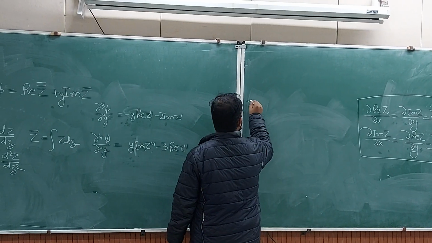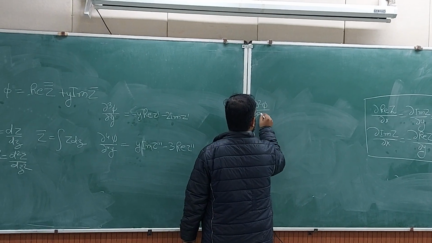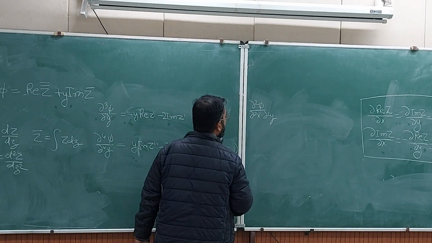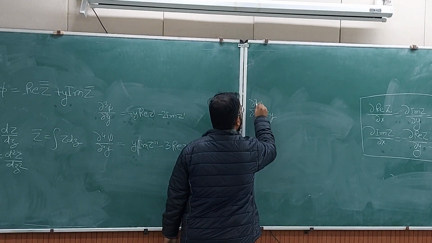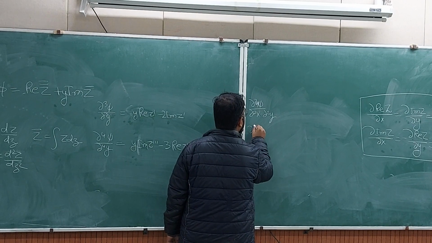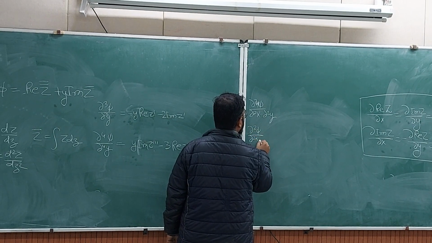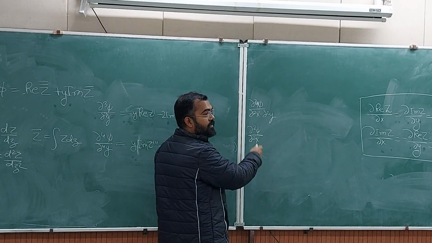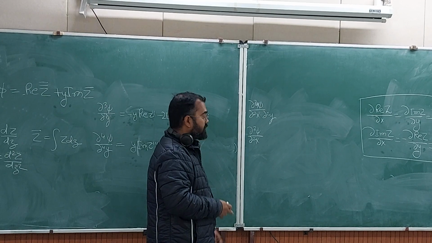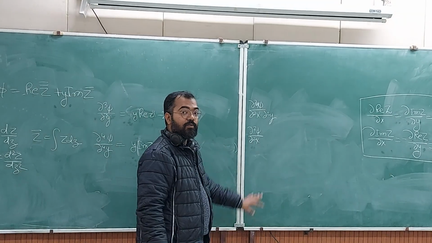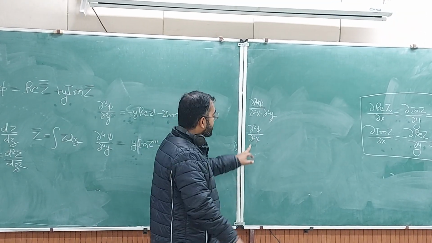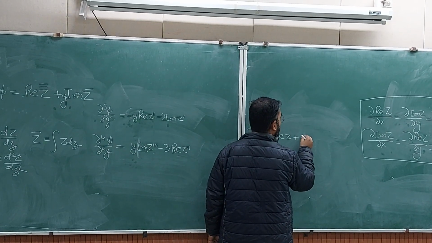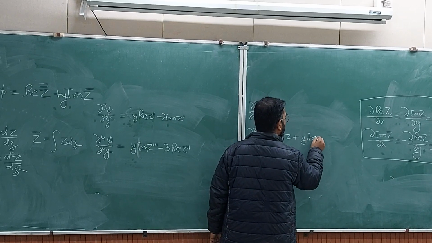So we need to find del to the power 4 phi by del x square del y square. So you can start from del 2 phi by del x 2, and then you do the derivative of that with respect to y once and twice, and then you will get it. So start from here. What was the expression for this? Real part of z plus y times imaginary part of z dash.